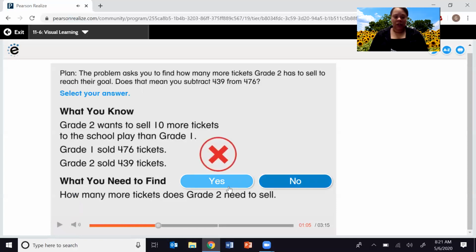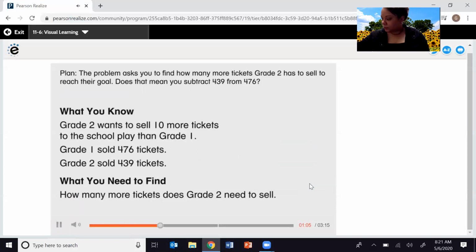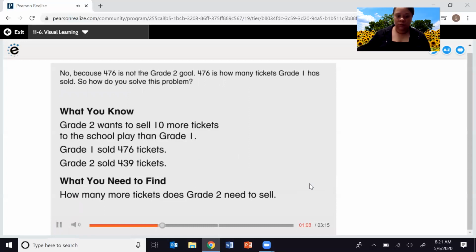Well, nope, it's no, because 476 is not the grade 2 goal. 476 is not their goal. Their goal is to have 10 more tickets than grade 1, okay? The goal is not to have this amount. The goal is to have 10 more than grade 1 has sold. So how do you solve this problem?